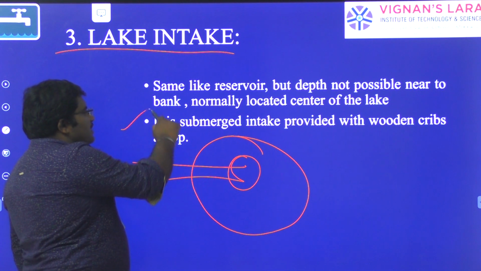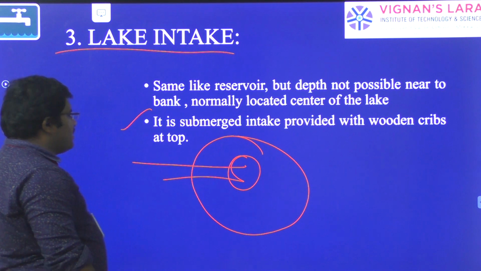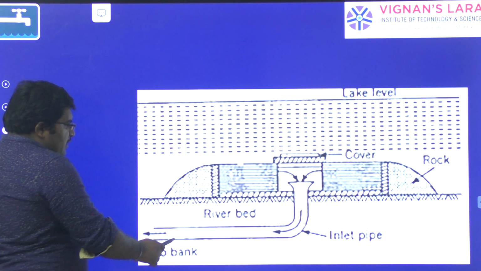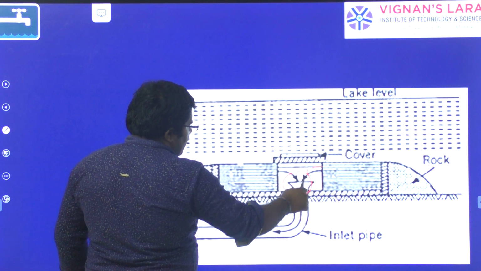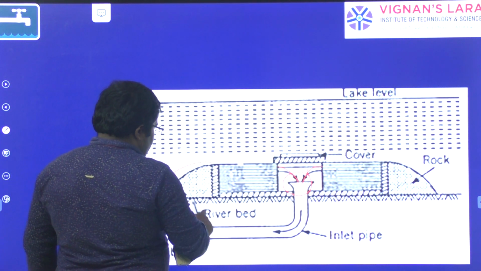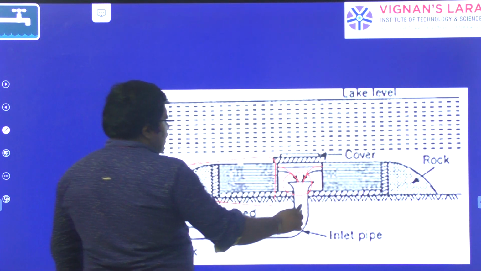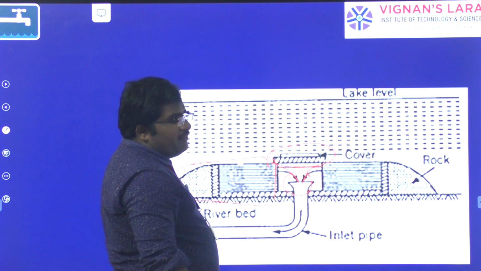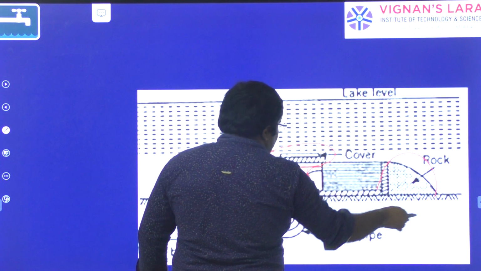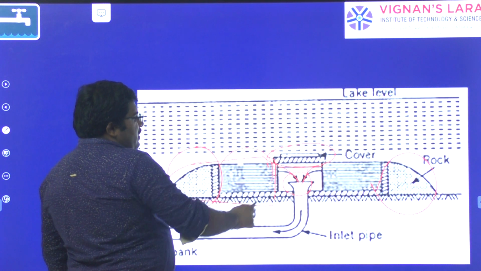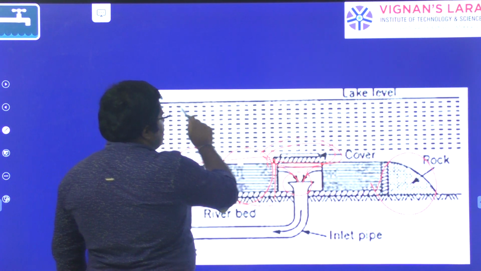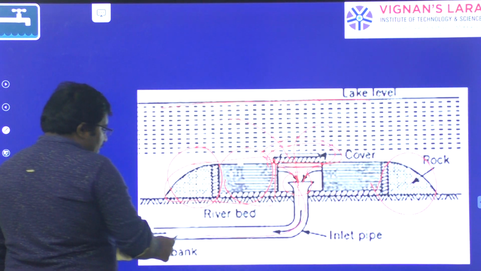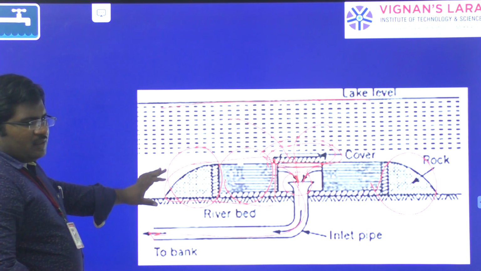Next, it is a submerged intake provided with wooden crypts at the top, so it will be there in the middle of the water. You can see here we have the inlet bell mouth entry. Around this we have some masonry structure to protect from water waves, and we have a cover to protect the entry of all kinds of impurities, right? So here I have rocks on both sides or masonry structure, right? On the top we have a cover. Okay, so this is the lake level of water, from where water will enter into this inlet pipe and it will be taken to the bank. Okay, this is called lake intake.